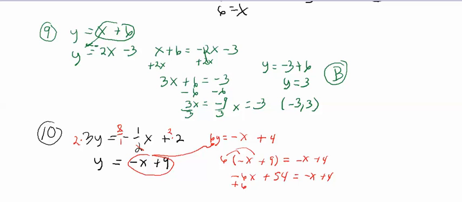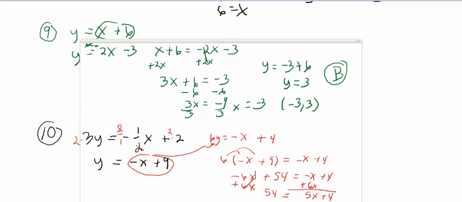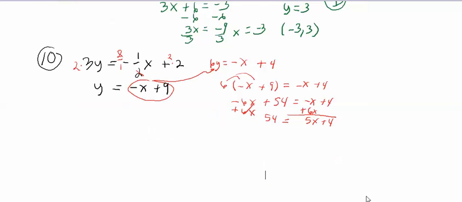I'm going to add 6x here, I'm going to add 6x here, and I get 5x. I have the plus 4, and I have 54 over here. Okay, I need to move this down a little bit more. Give me more workspace. Okay, so now I'm going to subtract 4 from both sides. I have 50 over here and a 5x. Divide by 5, divide by 5. X is going to be equal to 10.